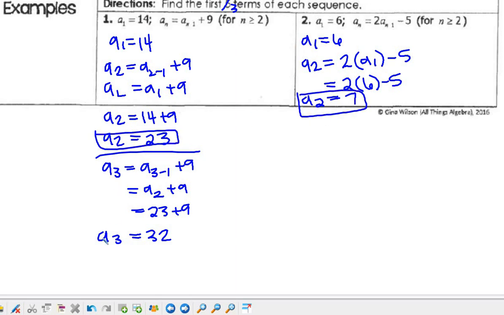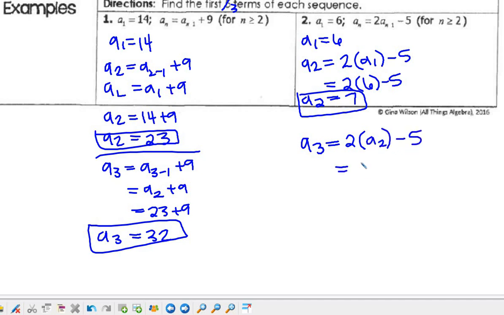So maybe I should block those in so it's a little bit clearer. So then a sub 3 would be 2 times a sub 3 minus 1, which is 2, minus 5. So 2 times a sub 2 we just found was 7, minus 5. So that's 14 minus 5, which means that a sub 3 is equal to 9.